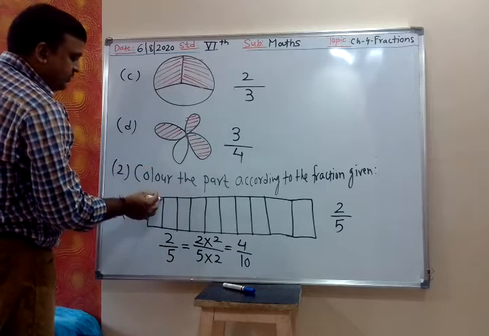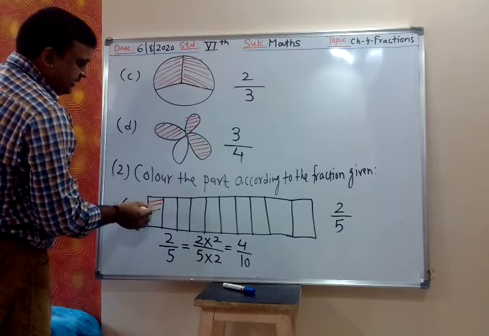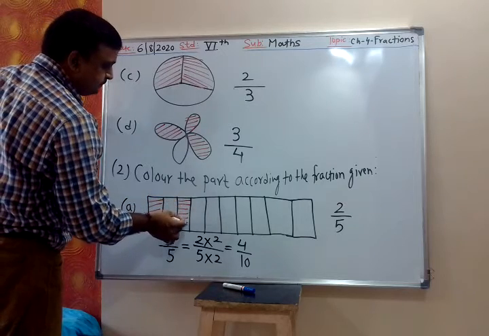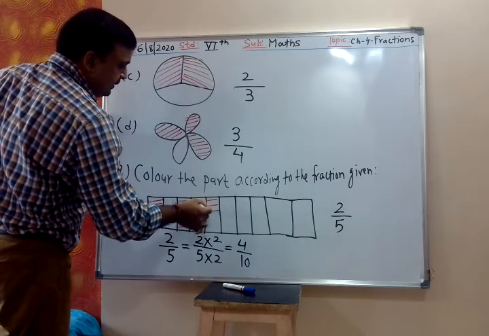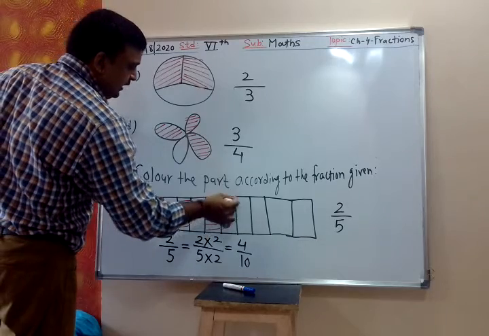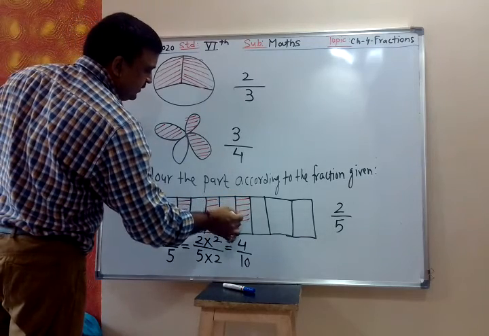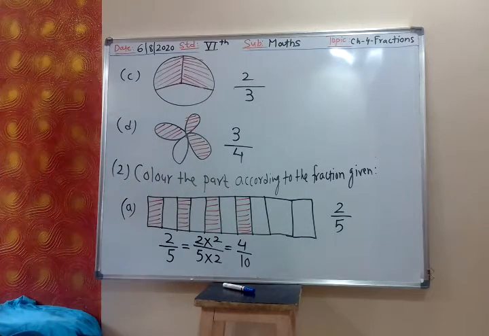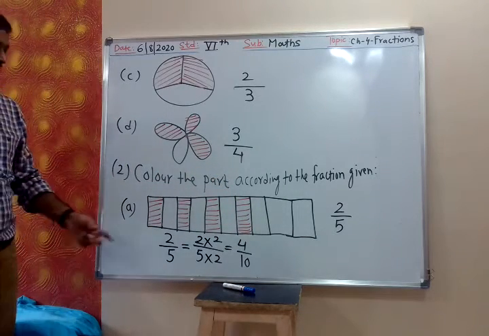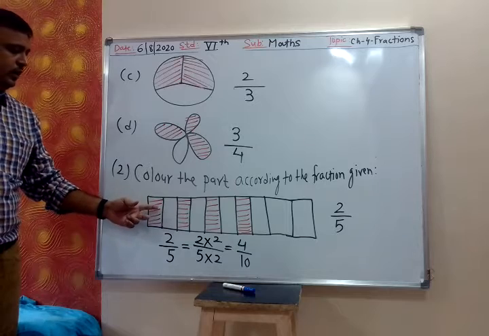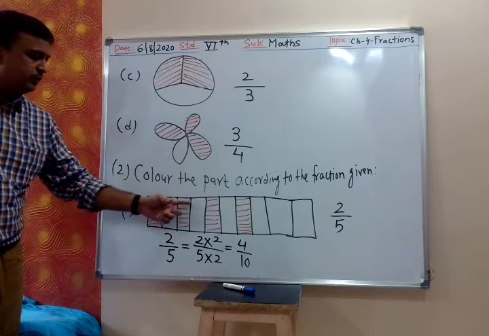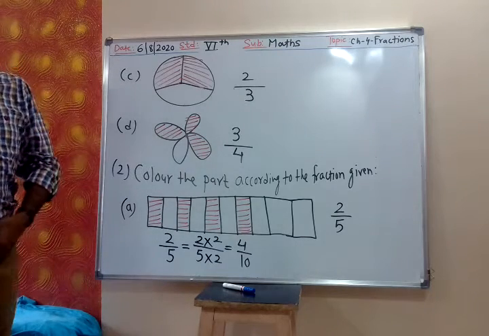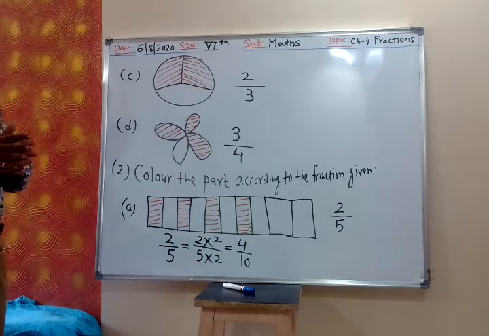So you can take any 4 shaded parts: one shaded part, 2 shaded parts, 3 shaded parts and 4 shaded parts. So 4 shaded parts out of 10 means 4 upon 10. You can take the first 4 also: 1, 2, 3, 4. No problem. So 2 upon 5 is the same as 4 upon 10.